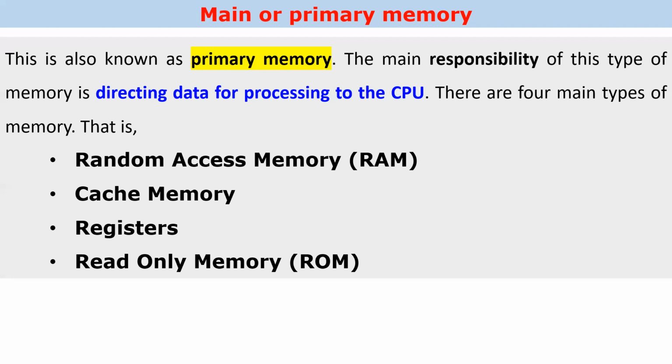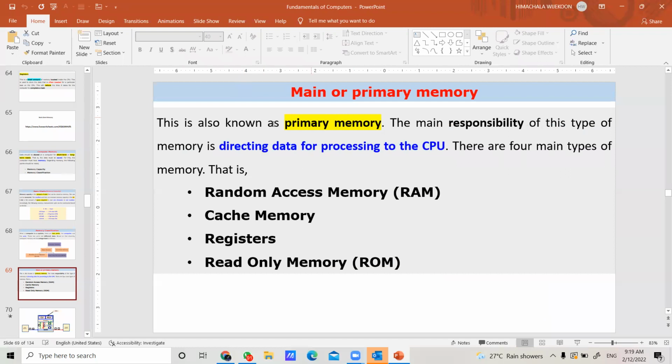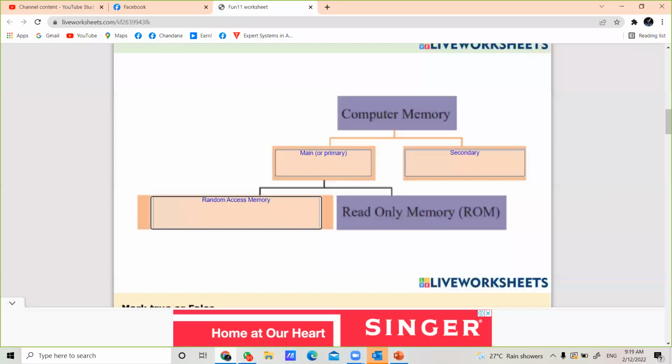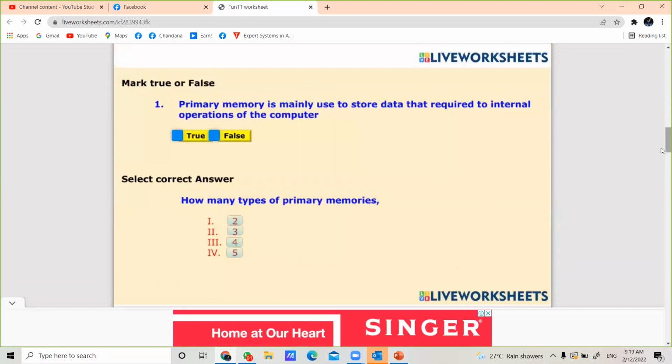Right. Then try to go back to the activity sheet. Based on these types of memories, try to fill out and complete this activity here. Right. After completing it, put the message okay.